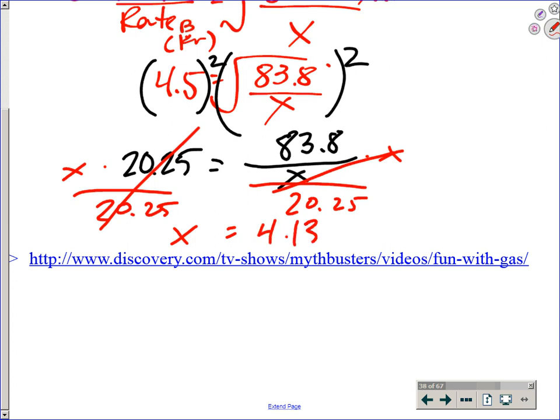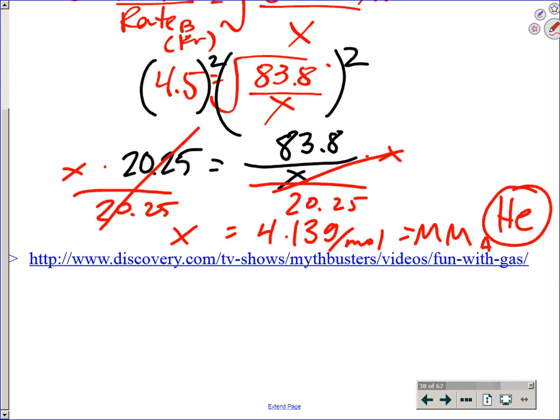4.13 grams per mole, because remember this was a molar mass. So this is the molar mass of A. Which elemental gas has about a 4-point-ish grams per mole? Helium. You make sure that it's a gas, because we're definitely still dealing with gases. Helium is our closest bet.